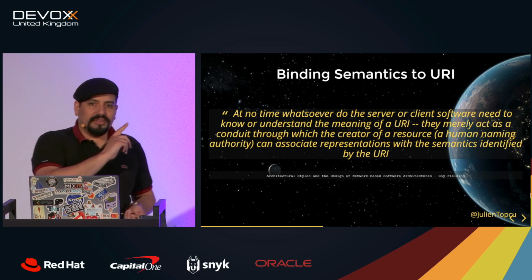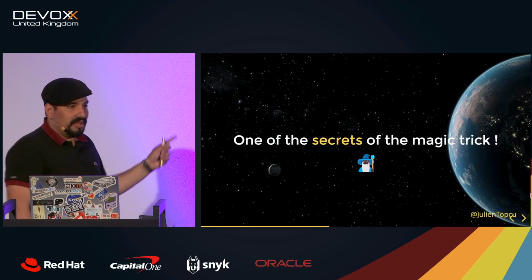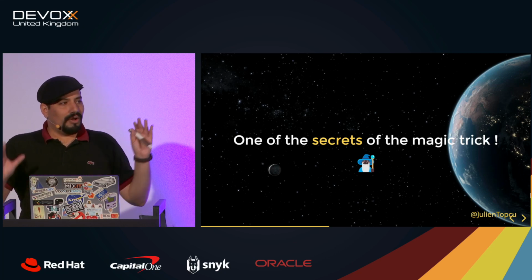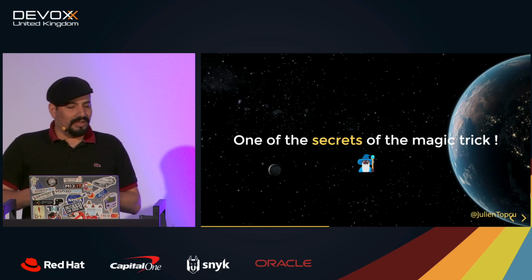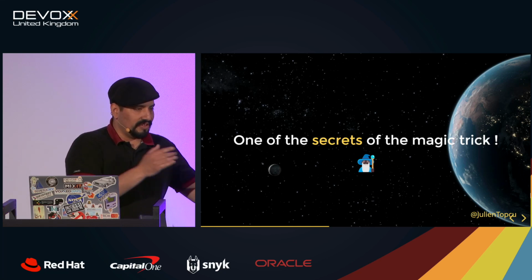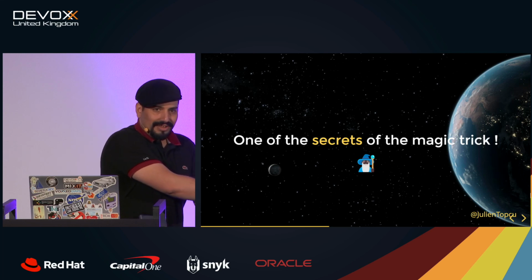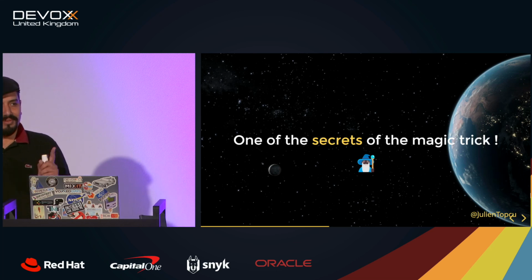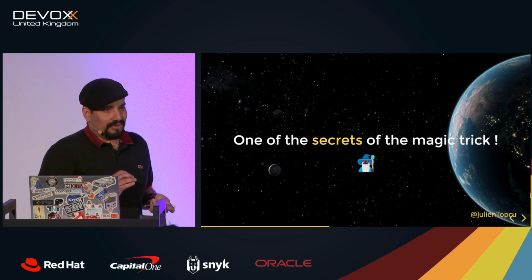And if you are not doing that, this is one of the secrets of the magic trick at the beginning of the talk. Wow. So that's really weird. We say that the front end should not know how to craft the URL, but it needs to talk with the backend. How does it work? So I will show you how it works.